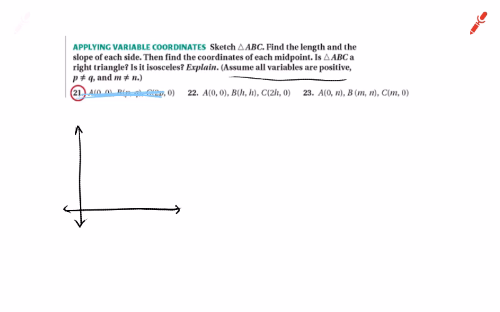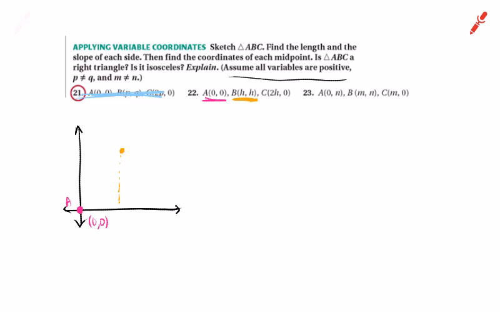So the first point's easy. It's at 0, 0. So we'll write that in, and this is point A. That's this point right here that we just did. Point B is H, H. H doesn't exist in numbers, so we're going to make it up. And I'm going to put it right there.